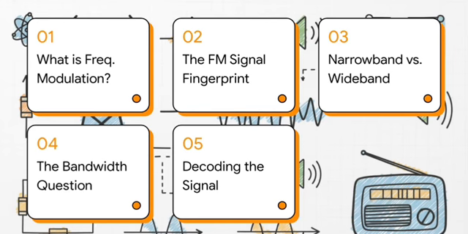So to really get to the bottom of this, we're going to go on a little 5-step journey. First, we'll cover the basics. What even is frequency modulation? Then we'll check out the signal's unique fingerprint. After that, we'll look at the two very different personalities of FM, tackle the big bandwidth question, and finally, we'll see how your radio magically decodes it all back into sound.